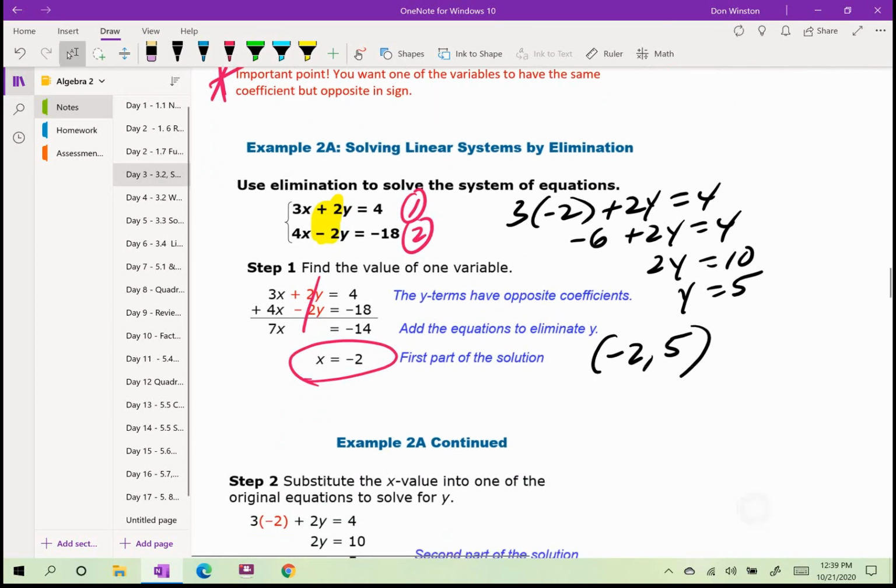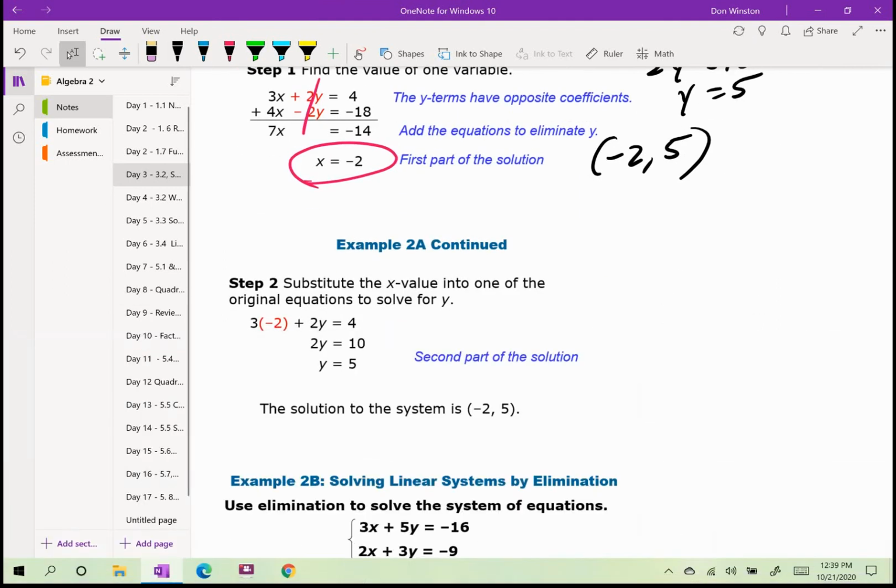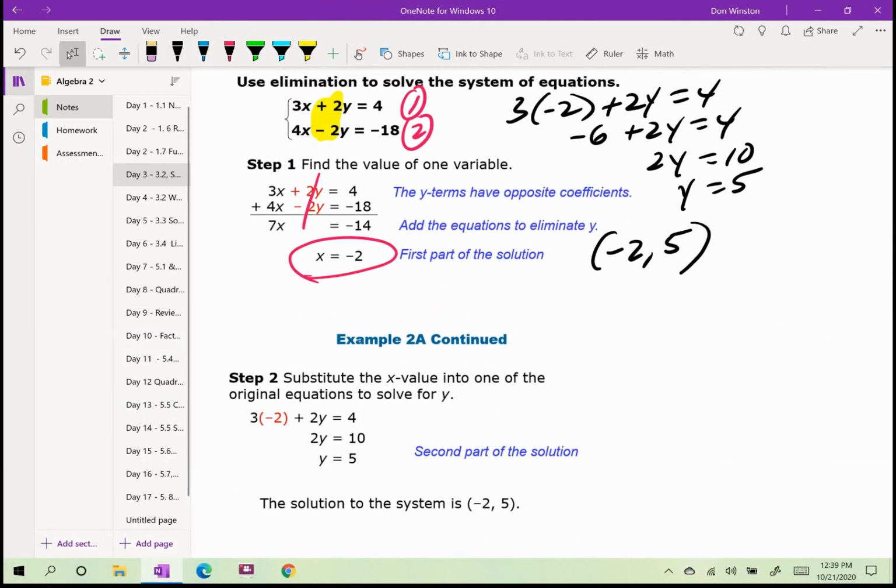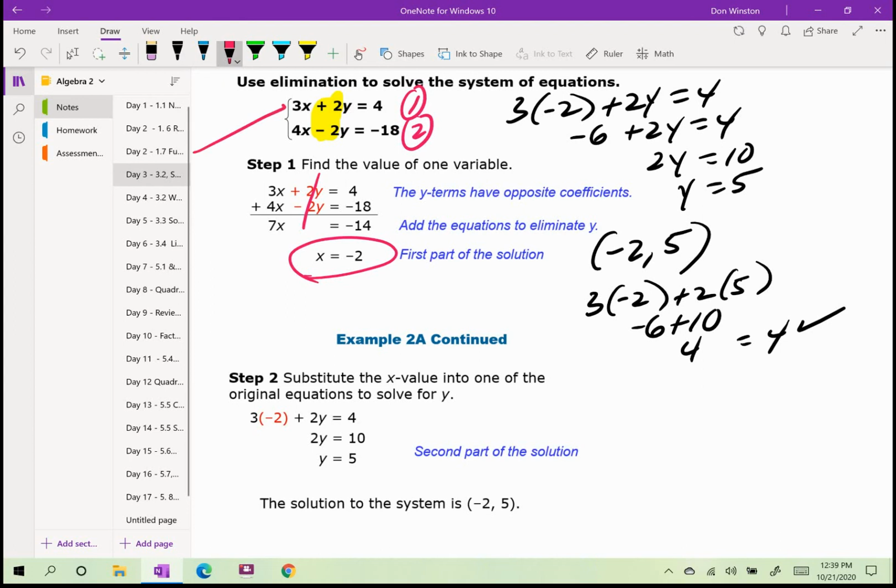And we can check. I'll just use equation 1 and equation 2. So 3 times negative 2 plus 2 times 5. And that's negative 6 plus 10. And that's 4, and yes, that equals 4. So it checks out. I was working with equation number 1 here.